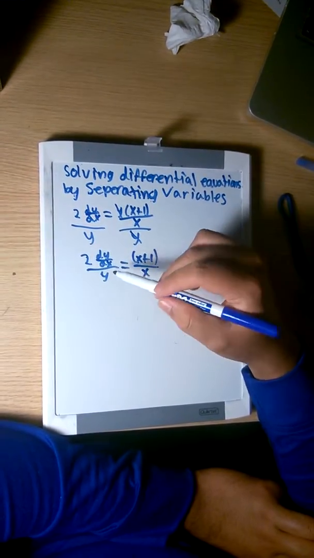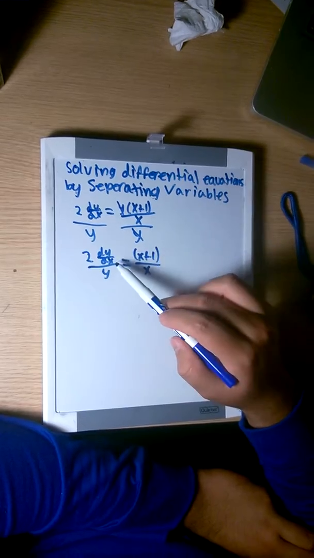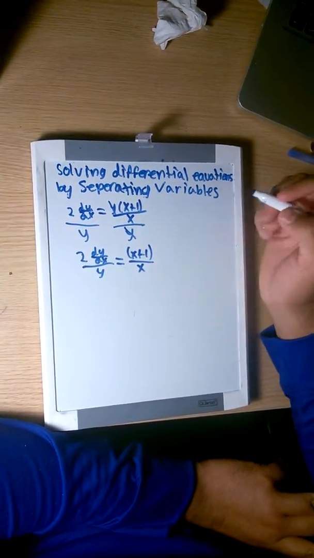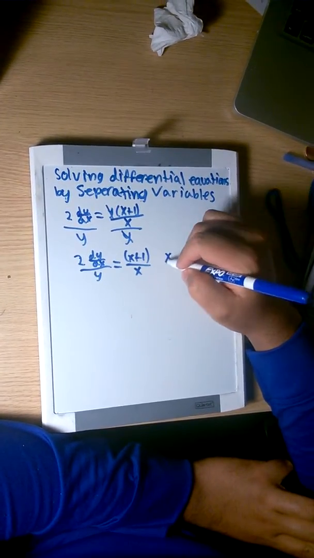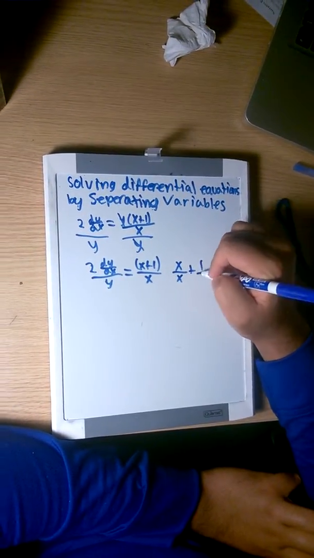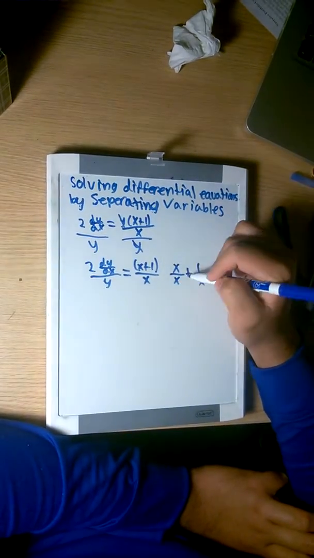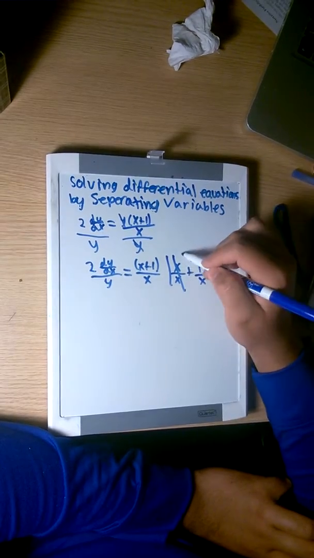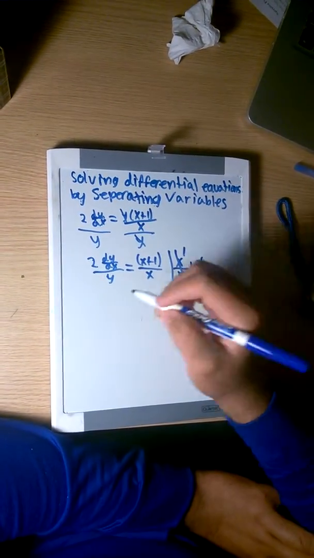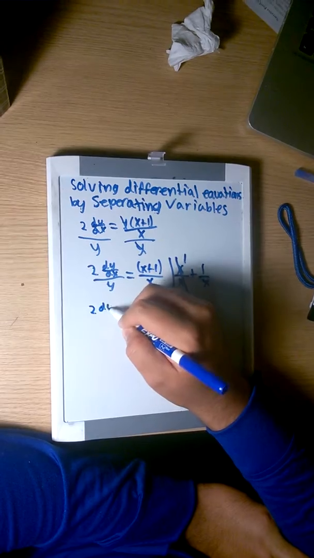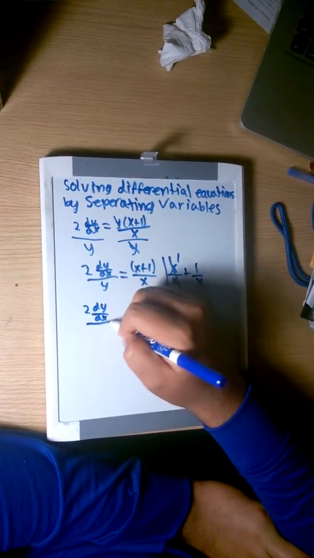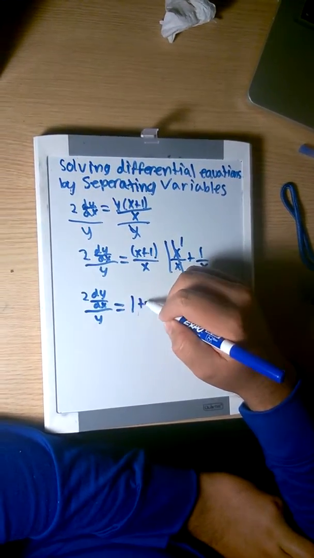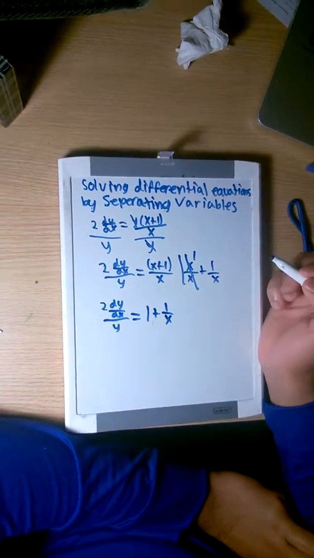Now that we have the y over on the left side, we're trying to move the dx over to the right side. But first, let's clean up this fraction. Here we know that x over x and 1 over x, this and this are both the same thing. So we're going to cancel out these, and this becomes a 1, and that stays the same. So our new equation will look like 2 dy/dx all over y equals 1 plus 1 over x.